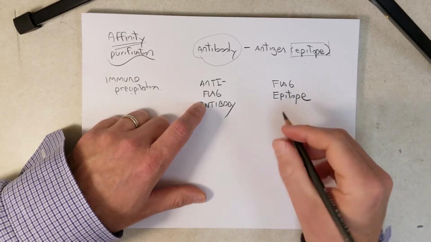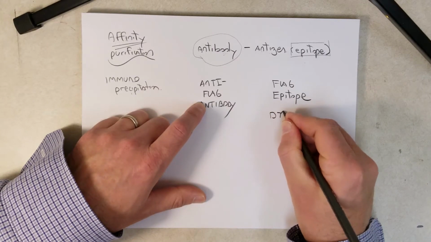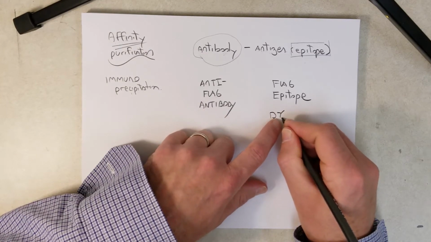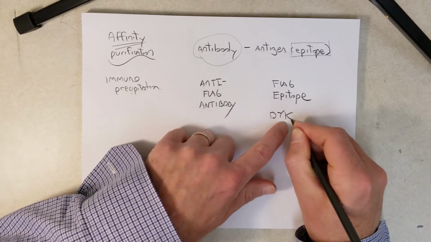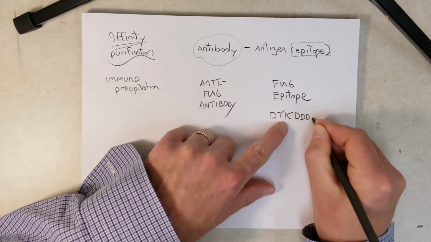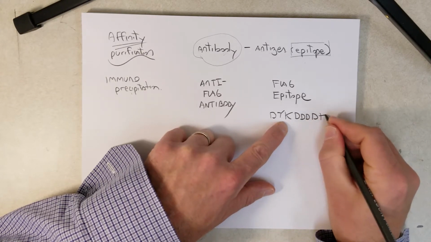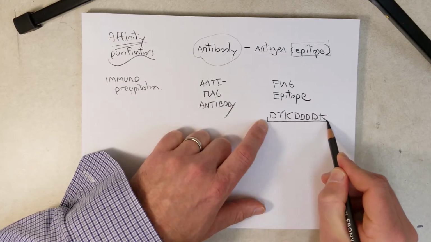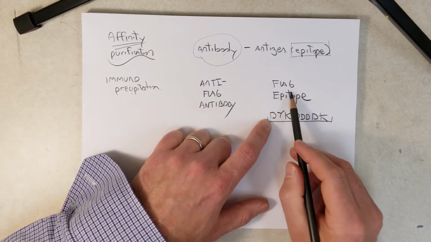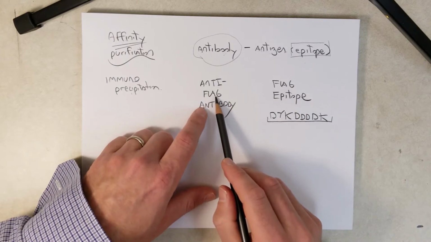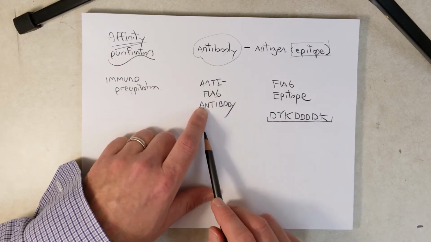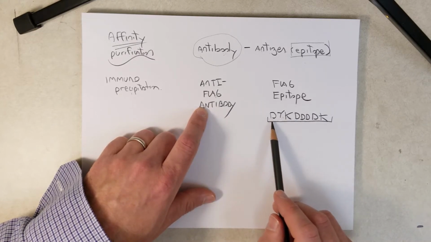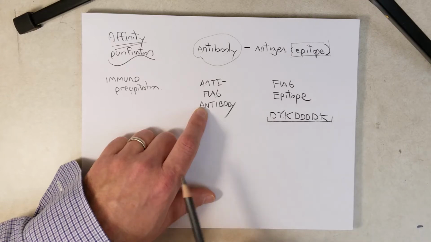And the flag epitope is only 8 amino acids. D, aspartic acid, Y, tyrosine, K for lysine, followed by 4 aspartic acids, followed by a lysine. So this sequence of 8 amino acids, this is the flag epitope, and this is what is recognized by the flag antibody. So the flag antibody will bind a protein that contains this sequence of 8 amino acids.